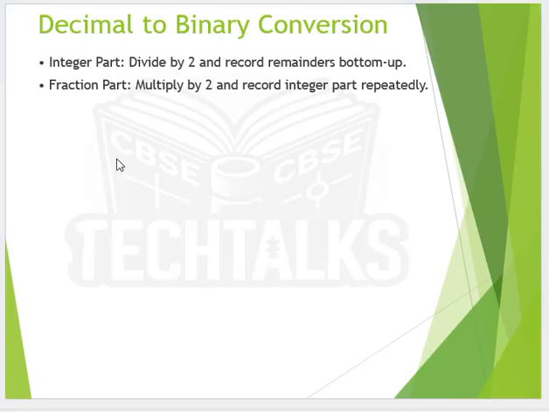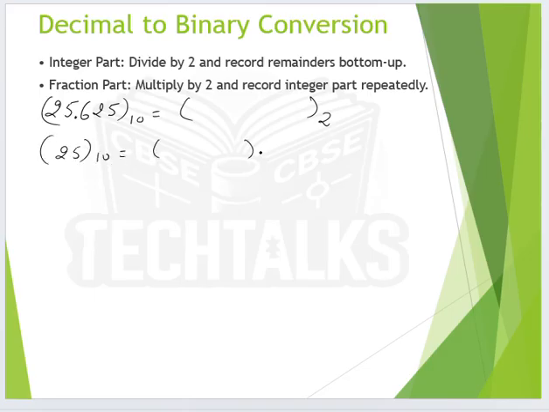Now let's take an example to show you conversion of decimal to binary. Let's take 25.625. This is in decimal, so we write here base 10 equals, and we will write what the binary equivalent of that will be. First of all, convert 25, and then we will convert the other part.